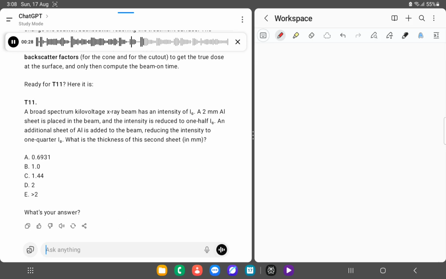T11. A broad spectrum kilovoltage X-ray beam has an intensity of I0. A 2 millimeter Al sheet is placed in the beam and the intensity is reduced to 1/2 I0. An additional sheet of Al is added to the beam, reducing the intensity to 1/4 I0. What is the thickness of this second sheet in millimeters? A, 0.6931, B, 1.0, C, 1.44, D, 2, E, 2. What's your answer?